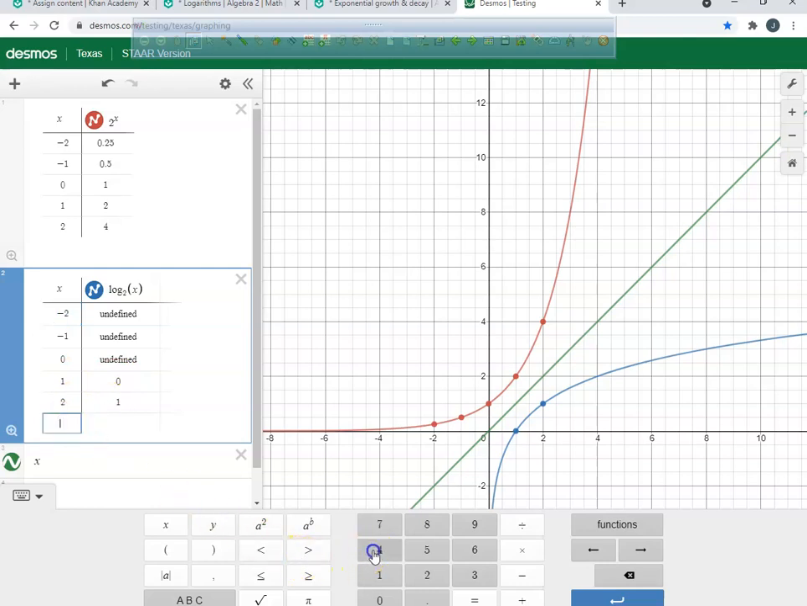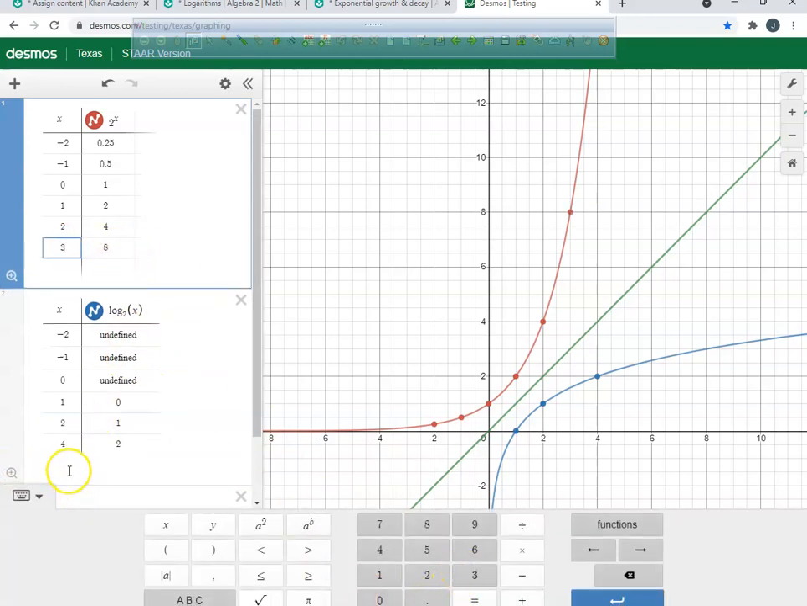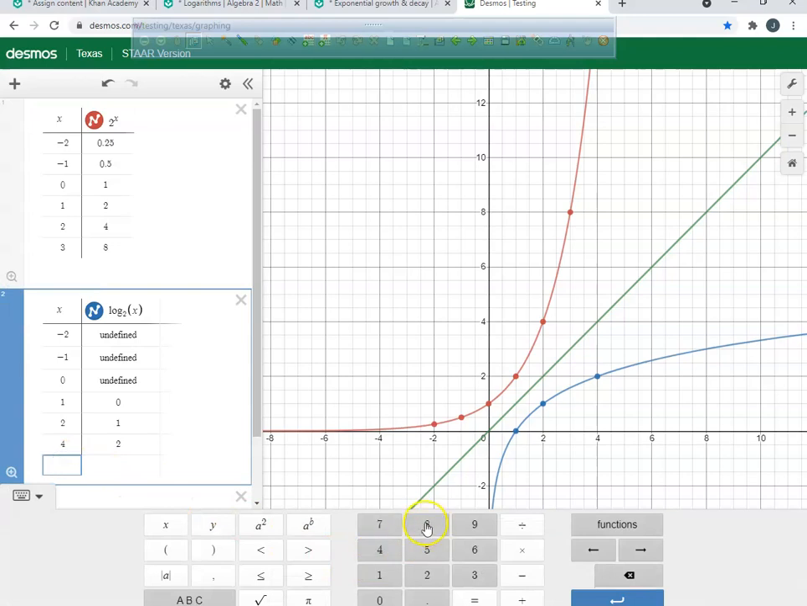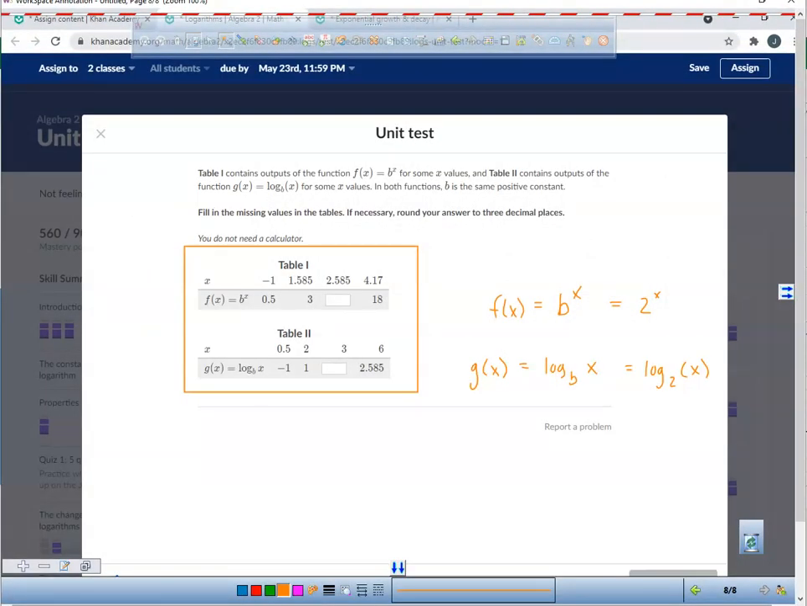Look what happens when I put a 4. 2. Interesting. So if I put a 3 here, it becomes an 8. If I put an 8 here, it becomes a 3. So the whole purpose of me showing you this is to help us with this problem and show you how easy it is. Okay? Does everybody see? This is a what? -1 and a 0.5. This is 0.5 and a -1.